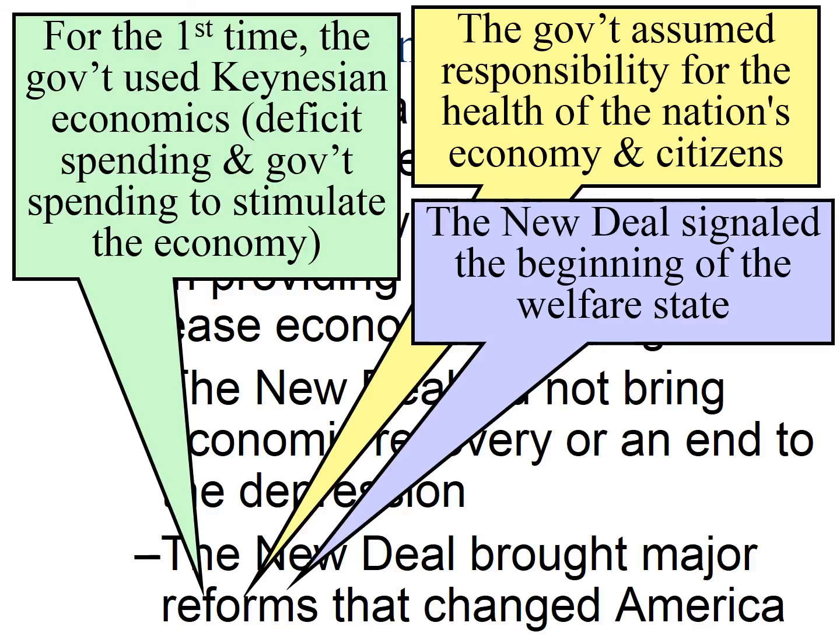And lastly, the New Deal signaled the beginning of the welfare state. A lot of people see this as a negative note, but it is important to note that welfare comes about because of the programs in the New Deal. So these are the final notes for you guys on the New Deal and the Great Depression.